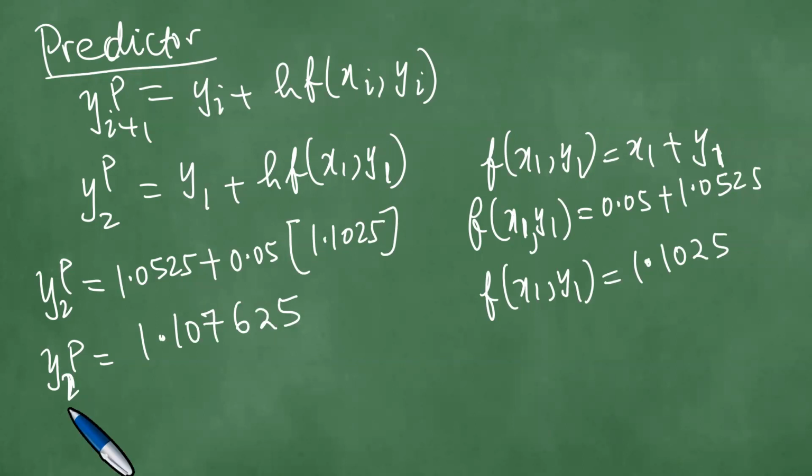Okay, that's what we got. So this is Y2 predictor. And now we're going to proceed to get the Y2 corrector. This Y2 predictor has been obtained, but we're going to say a little bit more about this here.